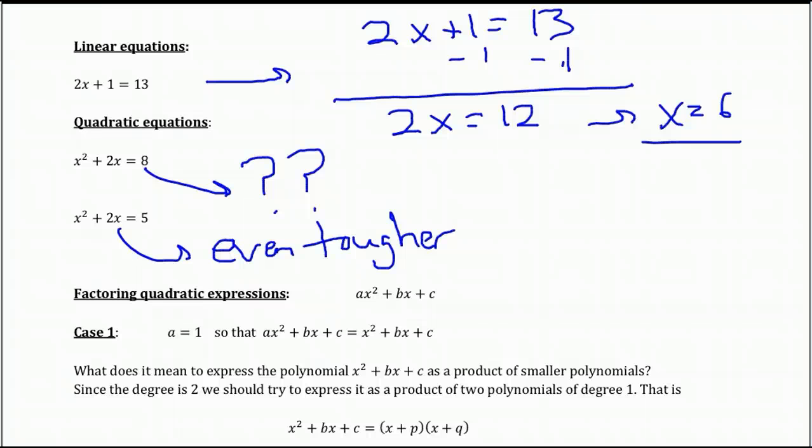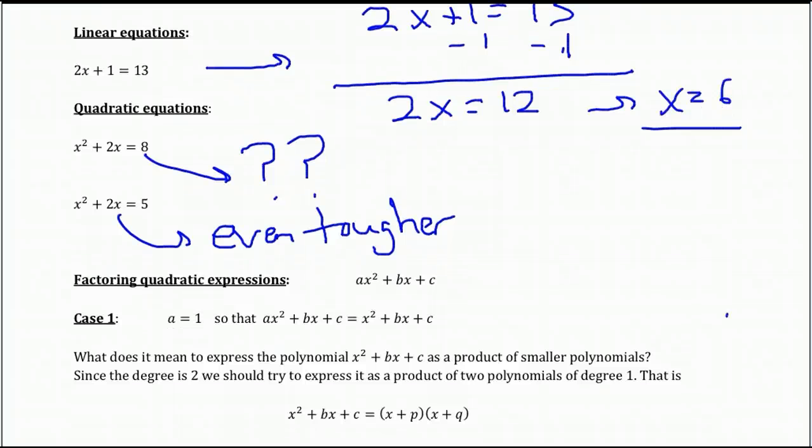The first quadratic equation there, we're going to be able to solve by factoring. The second one, though, we won't be able to. And that's one of the drawbacks to the factoring method. When it works, it's a pretty clean solution. When it doesn't, though, we're out of luck.